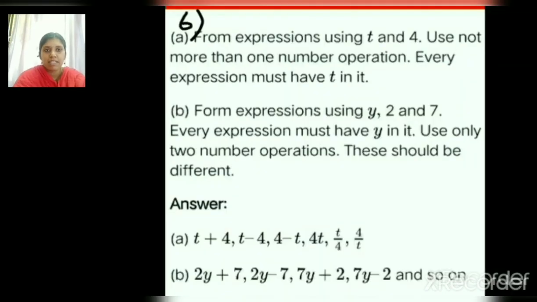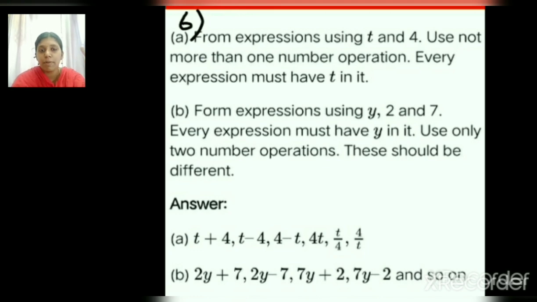Question number 6. Form expression using t and 4. Use not more than one number operation. Every expression must have t in it. Okay, we have to form expression using t and 4.